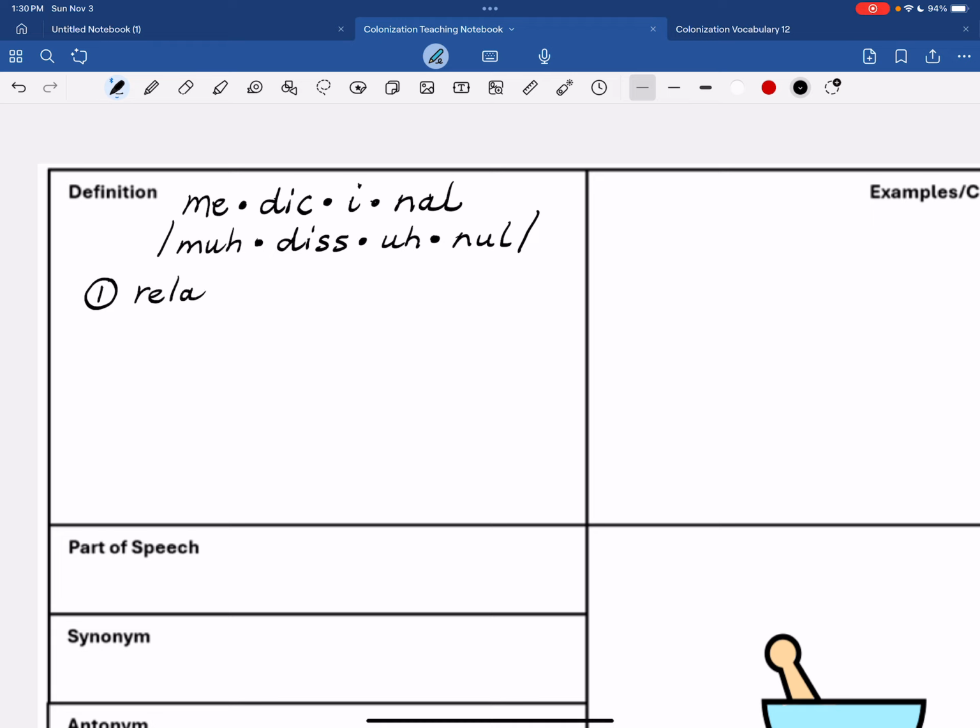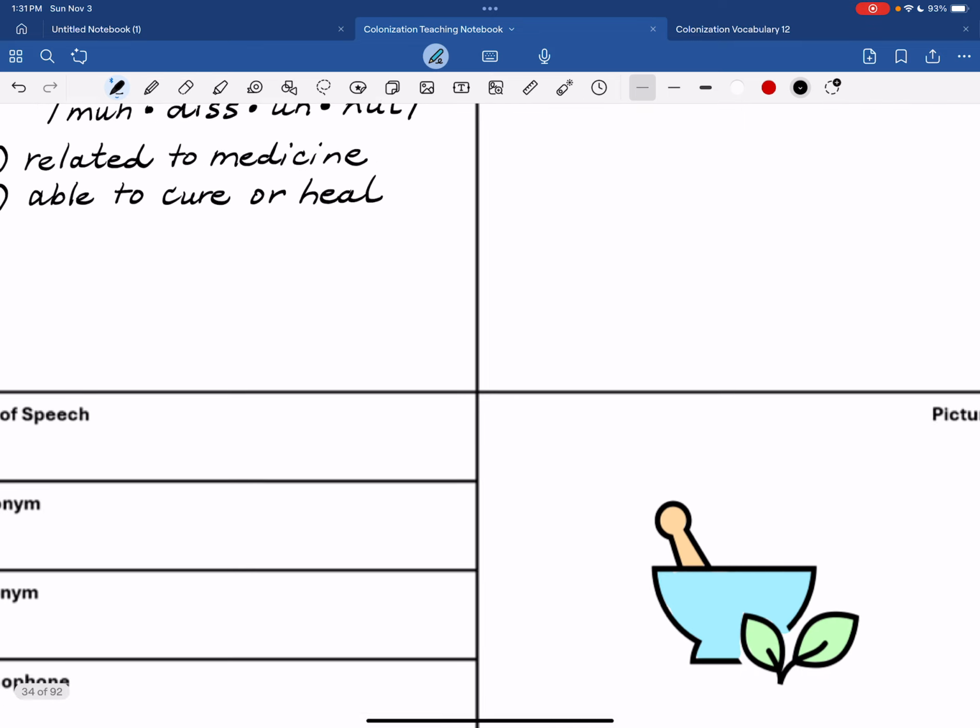They're all sort of the same. The first one is the more obvious, related to medicine. Medicinal. If you read a medicinal magazine, it is related to medicine. The second definition, able to cure or heal. And I'm going to jump down to that picture to show you an example of this.